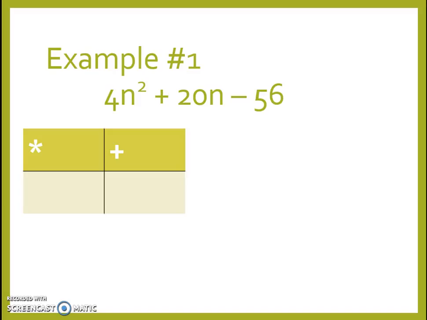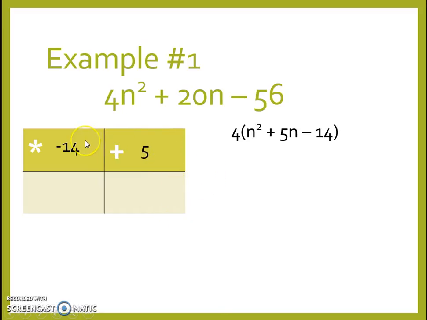So here, the first step is always to find the greatest common factor for each term. So the greatest common factor between 4, 20, and 56 is 4. So if I divide each term by 4, I get 1, 5, and negative 14. So then I multiply the number in front of the first term times the last term. So that's 1 times negative 14. And that's what goes in the multiplication side of my table. The middle term, b, goes in the right side, the plus side of your table.